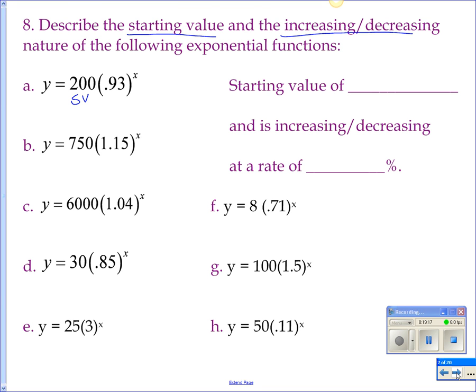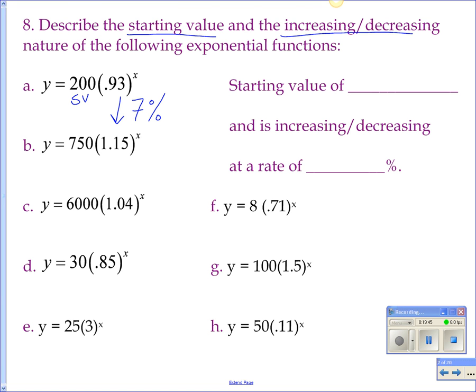So that means it's going down by what percent? What is that as a percent, though? What's 0.07 as a percent? 7%. So it's going down by 7%. So 0.07 is 7%. So this time we're going backwards. We're working backwards. Okay?